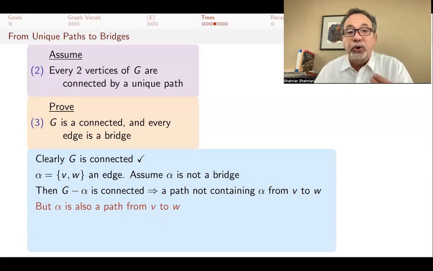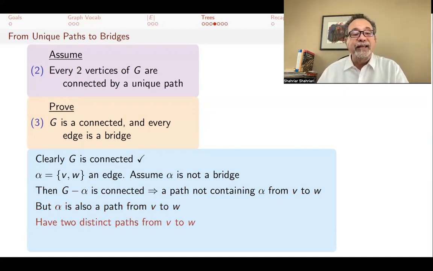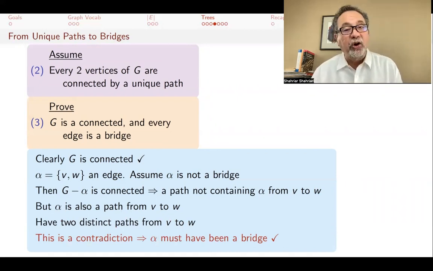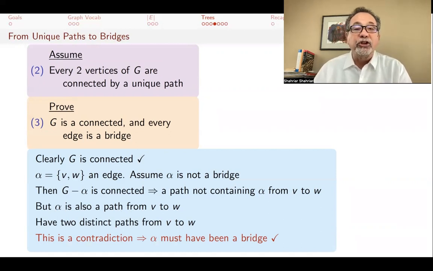But alpha is also a path from V to W. So that gives you two different ways of going from V to W: one using just alpha, that's just a little tiny path, or this other path that's there in G minus alpha. But that was not what we had. This is a contradiction, because we had assumed that every two vertices are connected by a unique path. And so our original assumption must have been wrong, because our argument was correct: we had assumed that alpha is not a bridge, but that must have been false, and alpha is a bridge. So this is a proof by contradiction again.